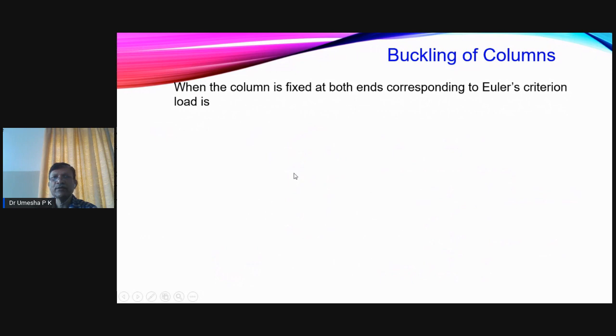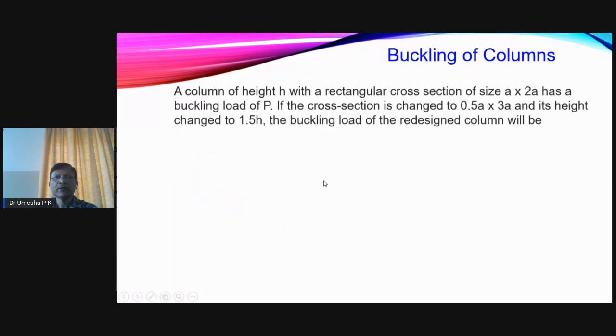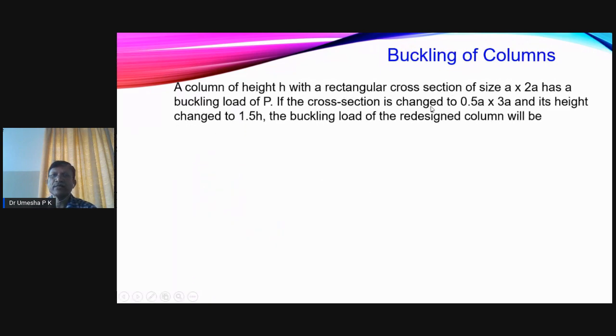What is the equation? So this is easy only. So fixed at both ends. So we'll take another example. A column of rectangular cross section A by 2A has a buckling load. The cross section changes to 0.5A into 3A and the height changes to 1.5 times. What is the new buckling load?